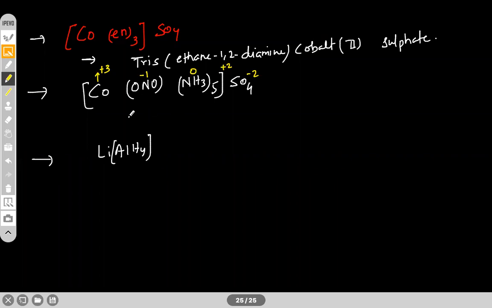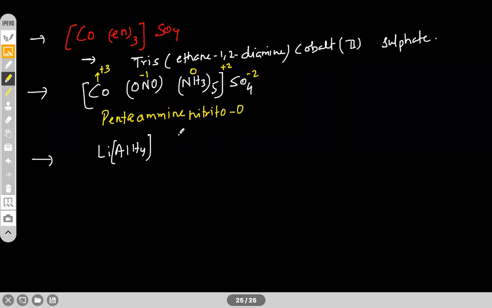Okay. So the name of this compound is pentaammine, then the other ligand is nitrito-O, cobalt. There's no space here. Okay, cobalt 3 sulfate.